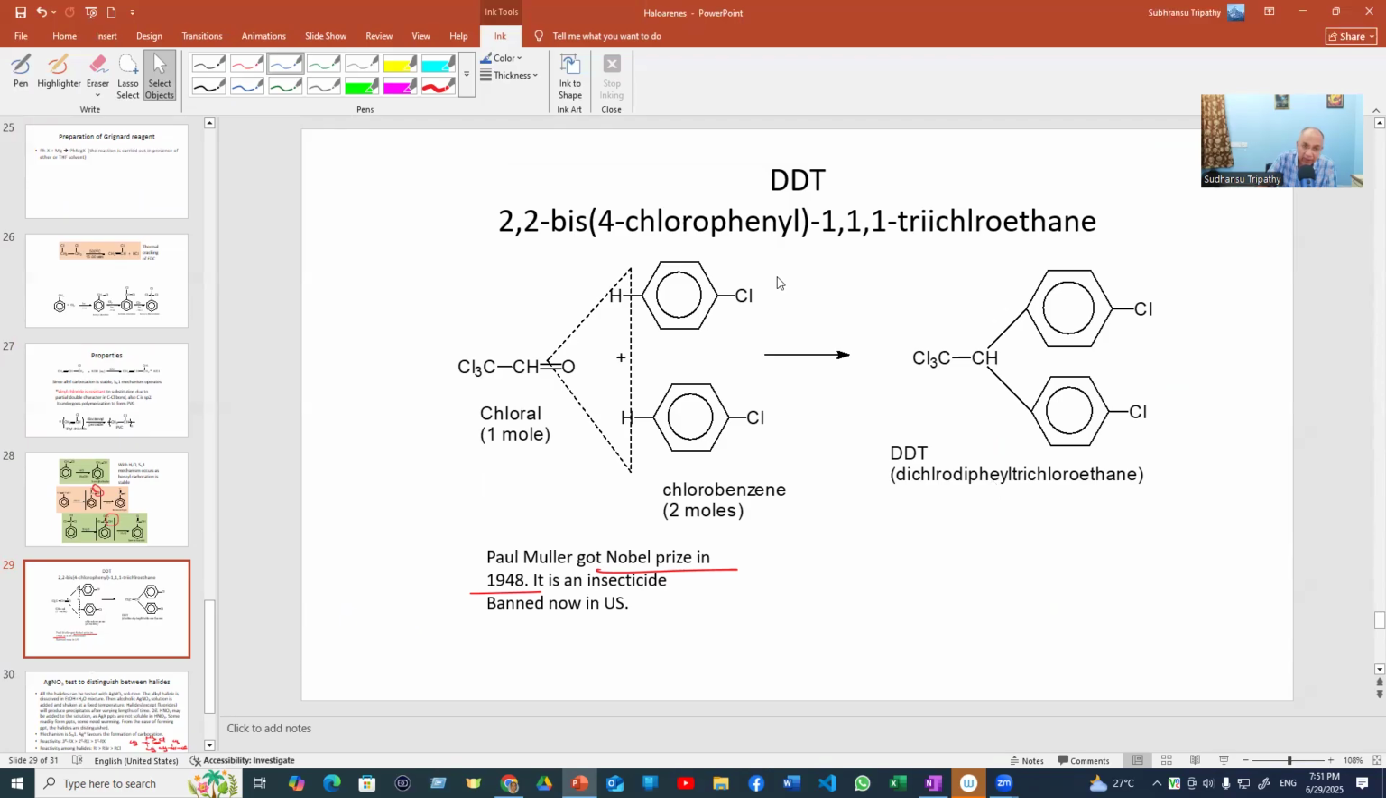And the actual proper name is 2,2-bis. Why 2,2? Because position 1 is here, it contains 3 chlorine atoms, more substituents are there, and 2 is here. So 2,2-bis, and each one is para-chloro or 4-chlorophenyl. Since it is a complex group, the word bis is used, not di. Bis(4-chlorophenyl), then 1,1,1-trichloroethane, which is very fondly called dichlorodiphenyl trichloroethane, DDT.